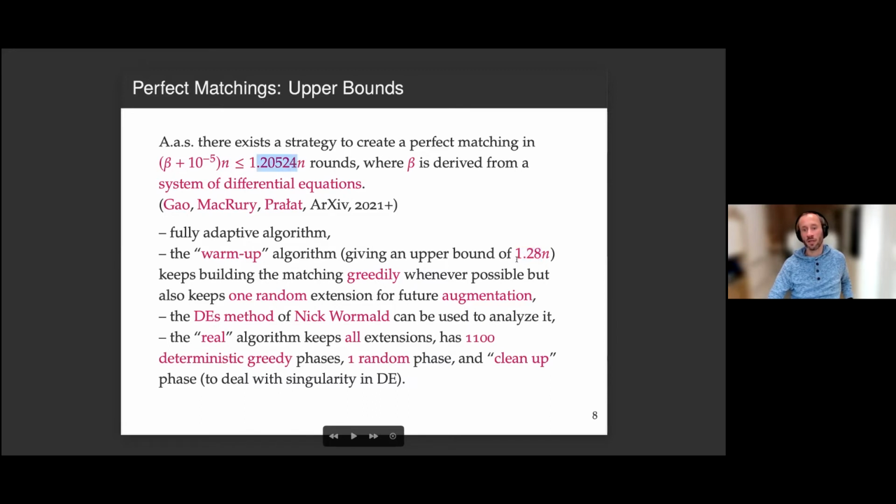But definitely, if you don't care about the constant much, then the warm-up algorithm is much easier to analyze, and you can do it on a piece of paper, perhaps even. You don't need any Maple to do the job for you, but of course with 11,000 deterministic phases, you don't want to do it by hand, but it's easy for Maple.